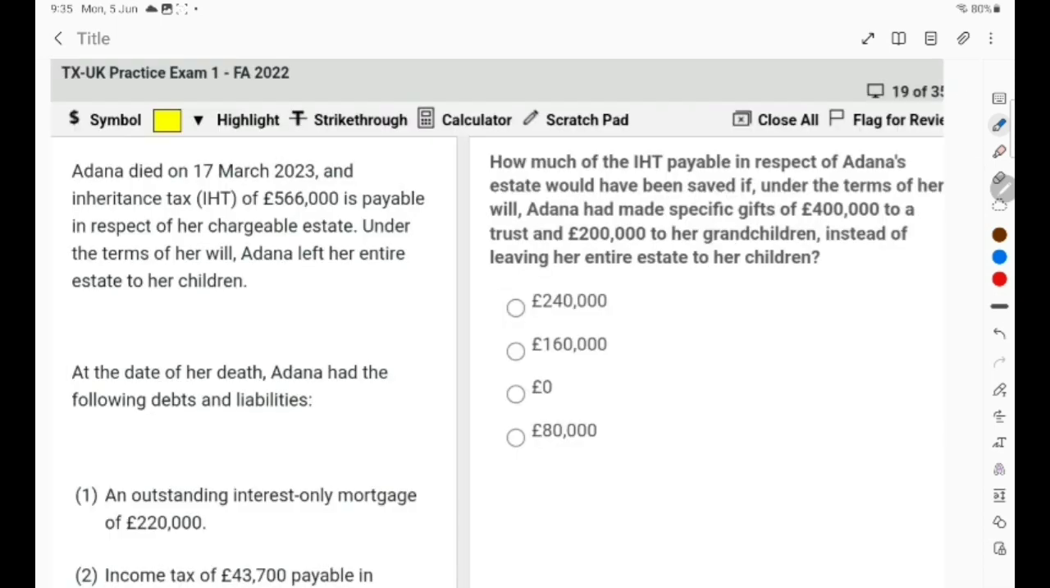Next question with the scenario, how much of the IHT payable in respect of Adana's estate would have been saved if under the terms of her will Adana had made a specific gift of 4 lakh to a trust and 2 lakh to her grandchildren instead of leaving her entire estate to her children. So there will be nothing to be saved because saving can be there if she has transferred, or any person can transfer to his or her spouse, then the amount of tax can be saved.